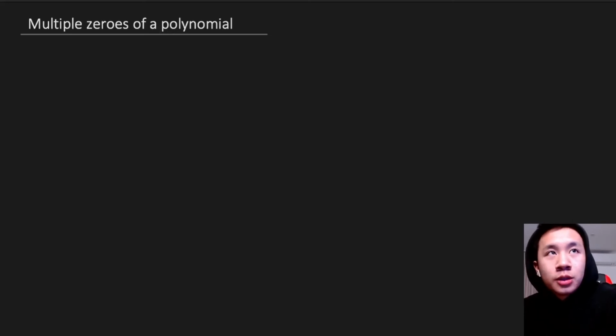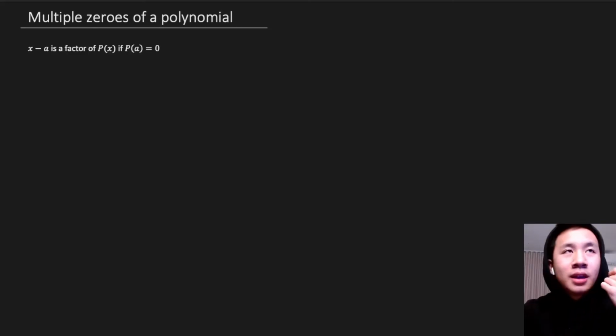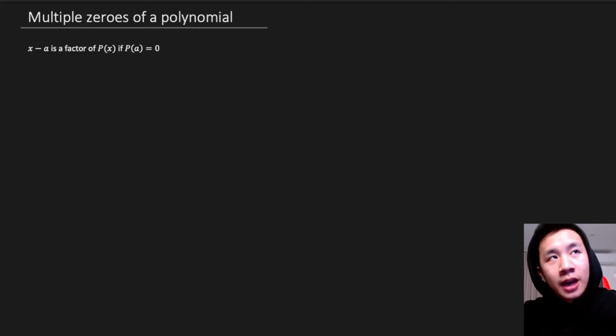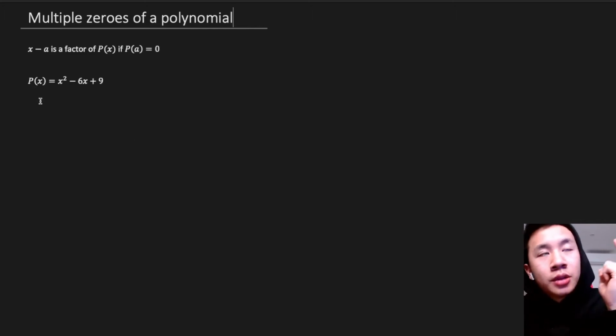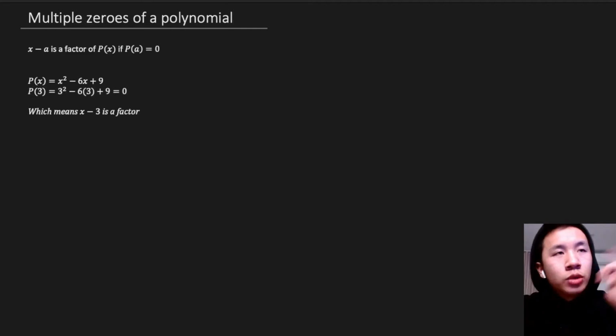Let's go through multiple zeros of a polynomial. Now we know from the factor theorem that if x minus a is a factor of p of x, then p of a is equal to 0. For example, if I had p of x, which is equal to x squared minus 6x plus 9, subbing in p of 3 gives you 0, which means x minus 3 is a factor.